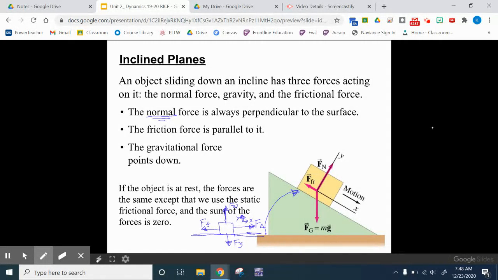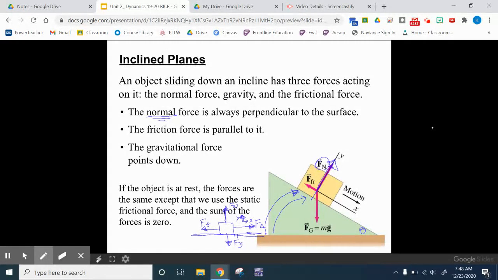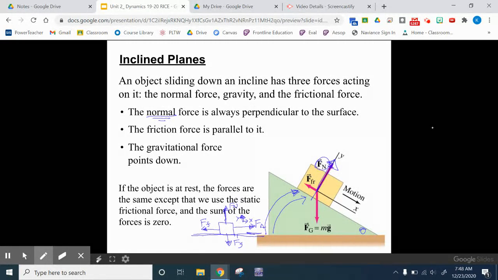When I tilt my surface by some angle theta, this normal force goes with us. Instead of being straight up, which is perpendicular to horizontal, it now remains perpendicular to our surface. So essentially our normal force rotates with the surface. The normal force will still be perpendicular to the surface that we're sliding on.